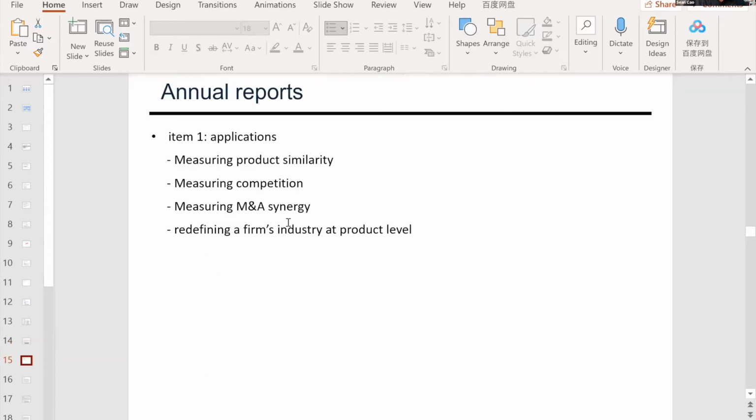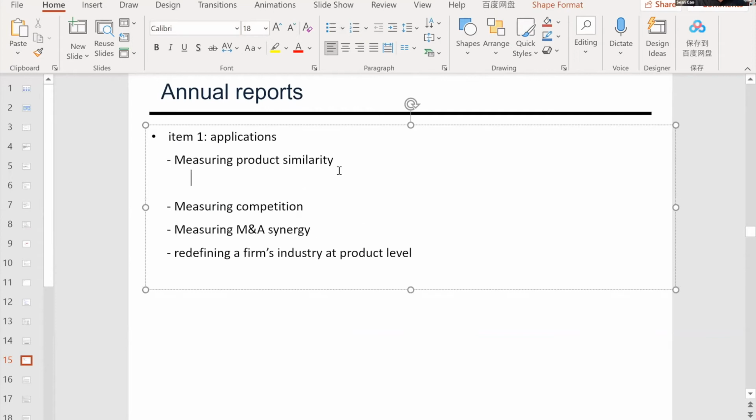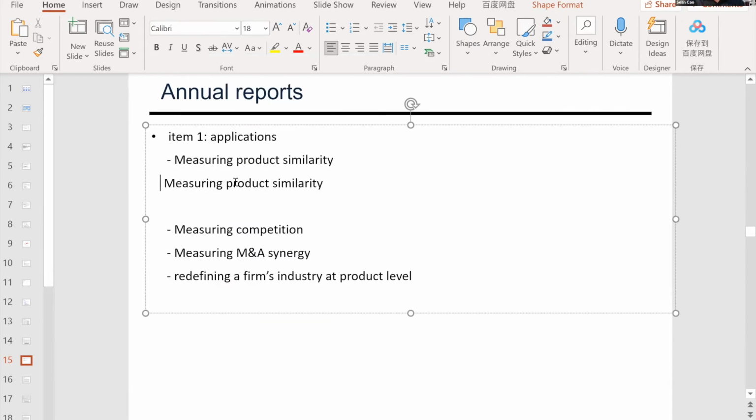So what's the application here? They will measure similarity. Did I say measure similarity? I think we said that, right? We said measure similarity. Let me add measure new products, new products this year. I think that's a good example to put on too.